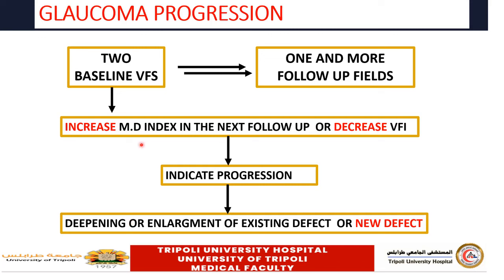Keeping in mind that the mean deviation represents the whole hill of vision, when there is an increase in the negativity, it indicates a uniform depression of the sensitivity. And the mean deviation is not very specific, as it can be affected by general depression due to cataract. So the use of VFI along with the mean deviation will be useful, because VFI will not be affected by the presence of cataract.